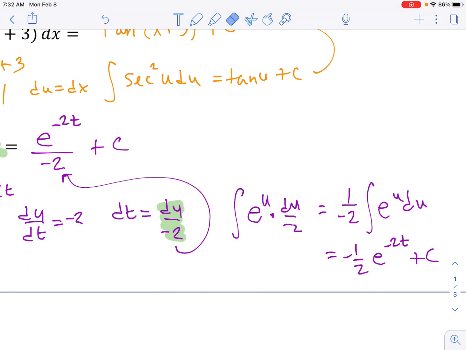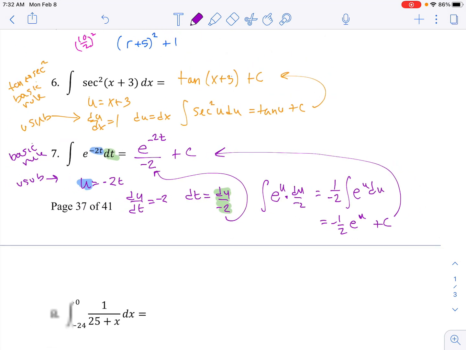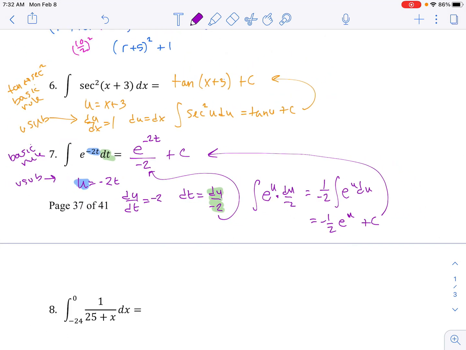Maybe I should do this, because that would be consistent with the previous problem. That gets us back to here. So that's where that negative 2 comes from, and that's where dividing by the derivative when it's linear works, because that just ends up being the differential substitution.